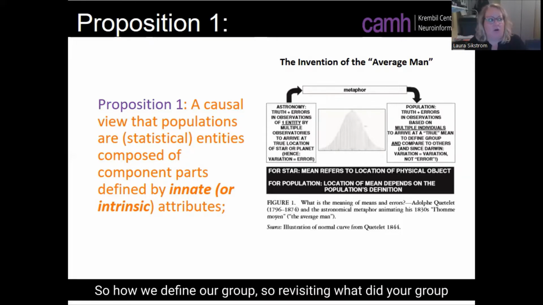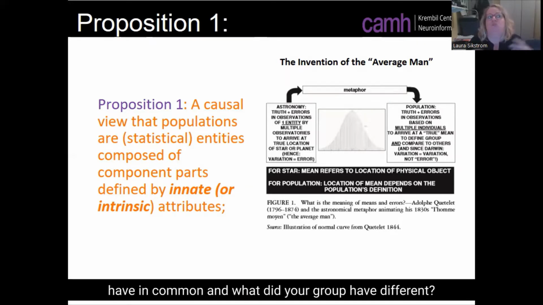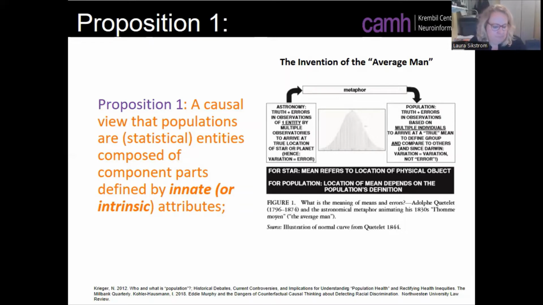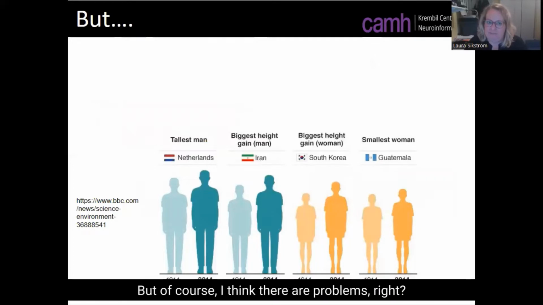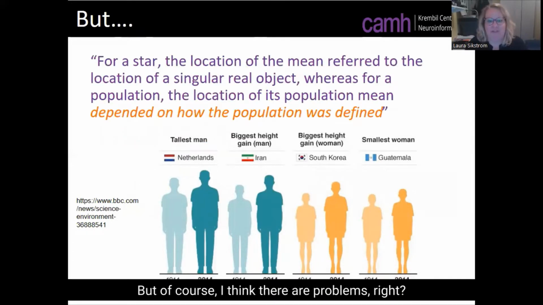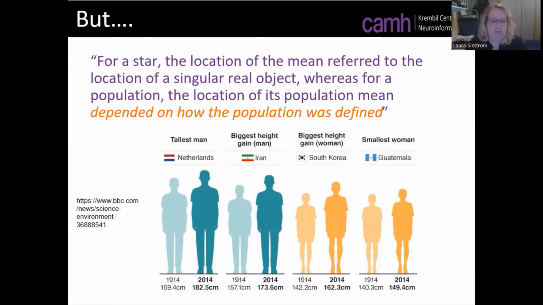So how we define our group, so we're visiting how do you, what did your group have in common and what did your group have different? Those are how you defined what is a group. But of course, I think there are problems with this, right? So a star isn't actually a real object, whereas for a population, the location of its population mean depends on how the population is defined.